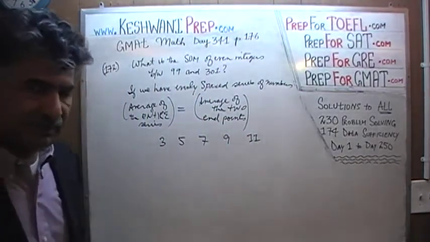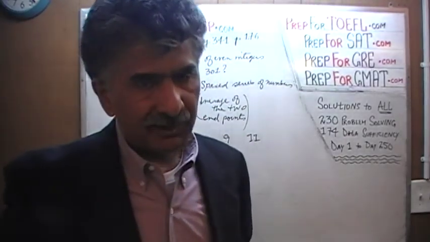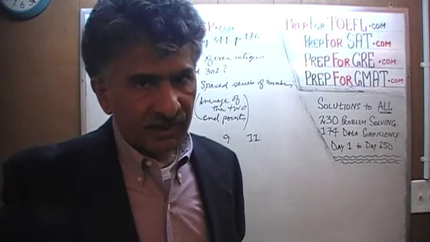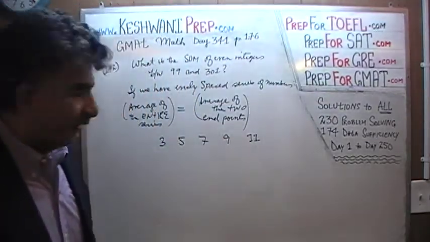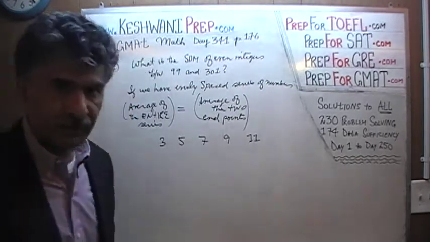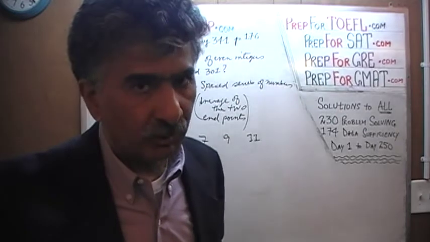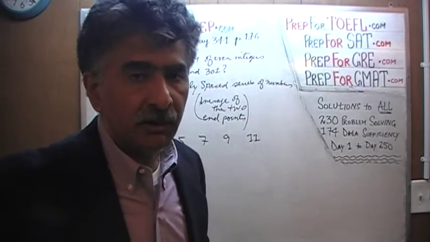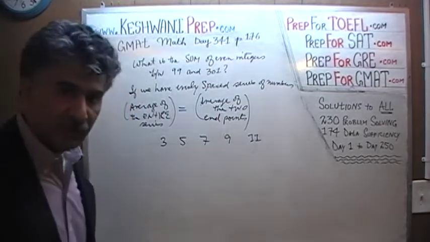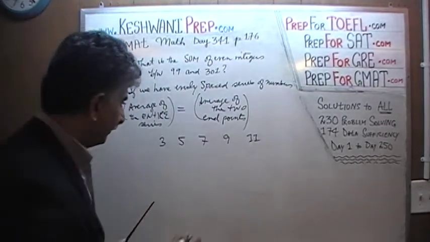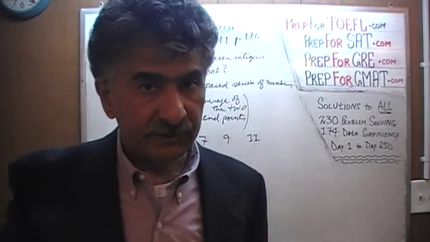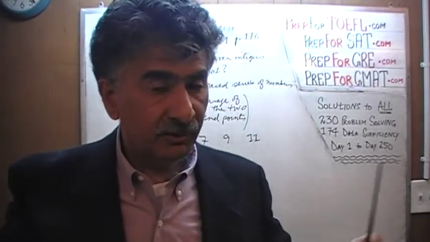Now, when you're dealing with something like this, there are two ways of figuring out the average. One is to do it all out manually, 3 plus 5 plus 7 plus 9 plus 11 divided by 5. Or another option is to realize that if it's evenly spaced, then the average of this series is the middle number, assuming that you can locate the middle number and have knowledge of the entire series.